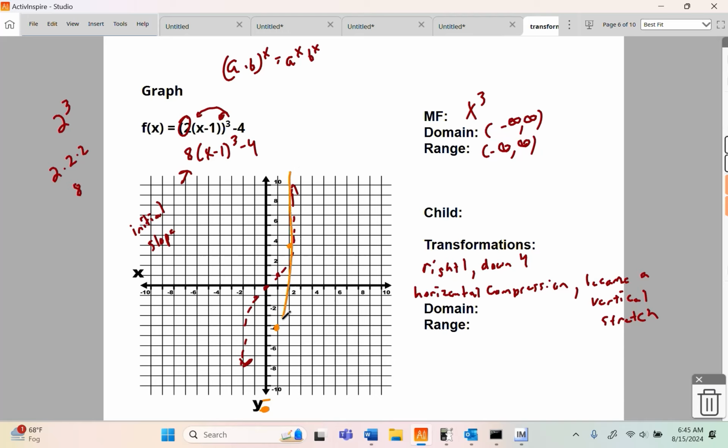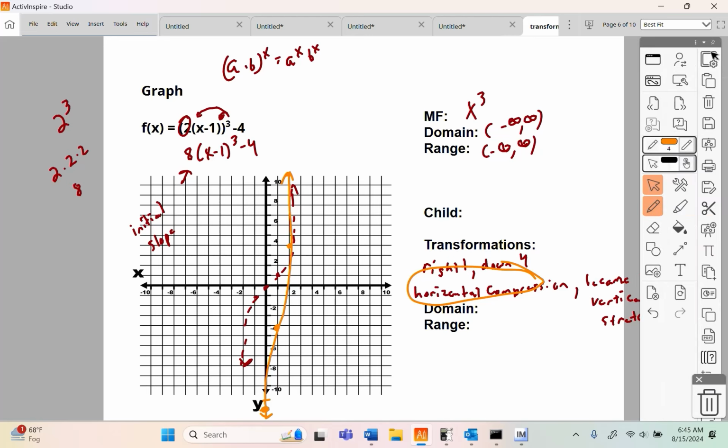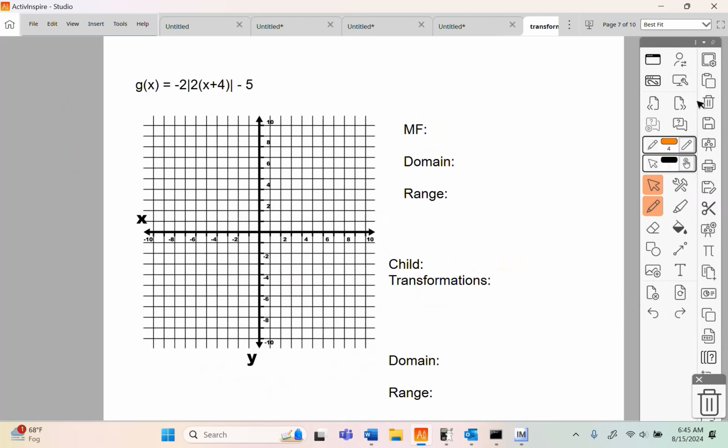It's a super skinny kid because if you think about the transformations I was telling you about, we had a horizontal compression, which means you push in on things from the side. And it became a vertical stretch, which means you pull on it from top to bottom. So hopefully you and me are on the same page and this isn't going to be so bad.